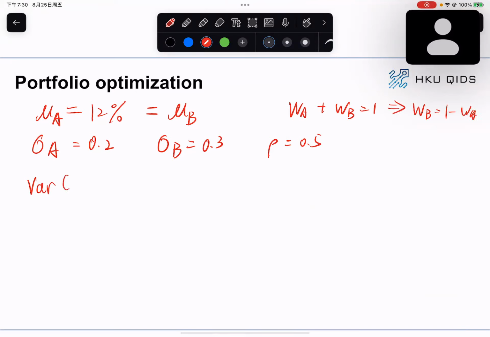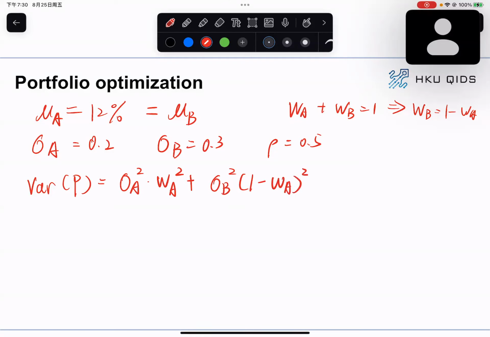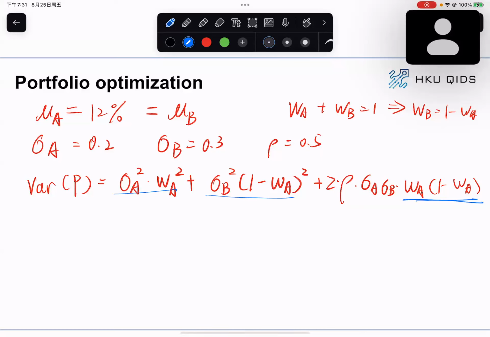The variance of this portfolio is sigma A squared multiplied by WA squared, plus sigma B squared multiplied by, replacing WB by 1 minus WA, (1 minus WA) to the power of 2, plus 2 multiplied by rho multiplied by sigma A, sigma B, WA, 1 minus WA. I often see students mixing up these two weights here, so remember to add that. Basically, they occur in pairs. Once you have a standard deviation term, you are going to have a weight term.